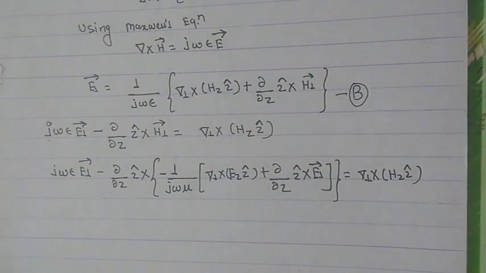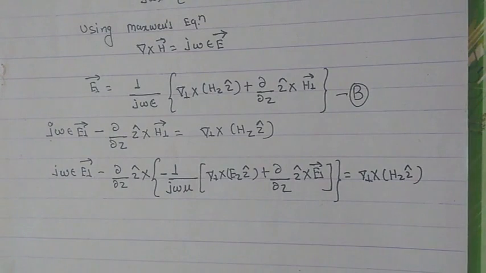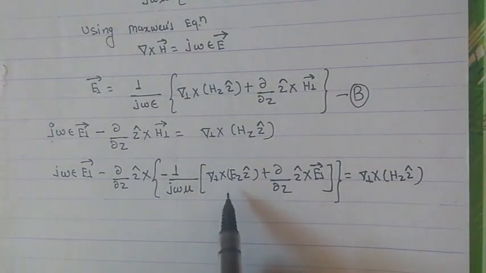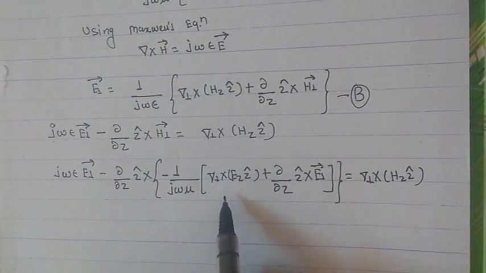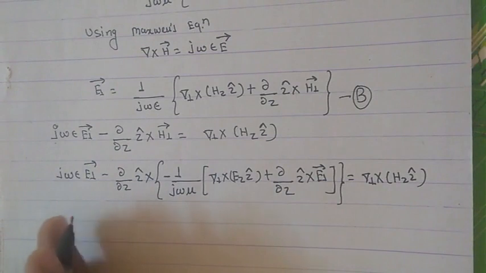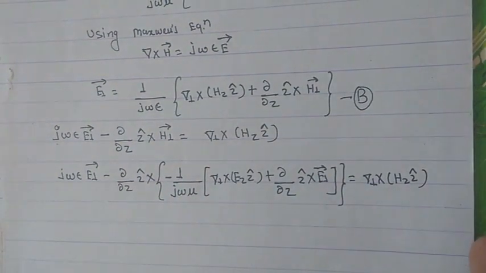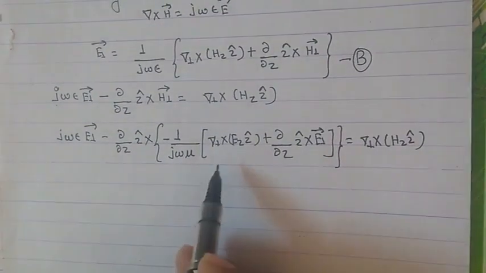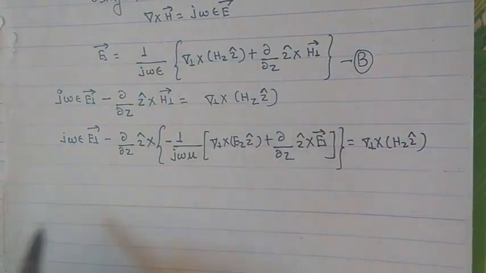Now to solve this, we'll take the longitudinal term from the left hand side to the right hand side. So to the left we will have transverse terms only, and to the right we have longitudinal terms only. So this is the longitudinal term, and we'll be taking it to the right side.